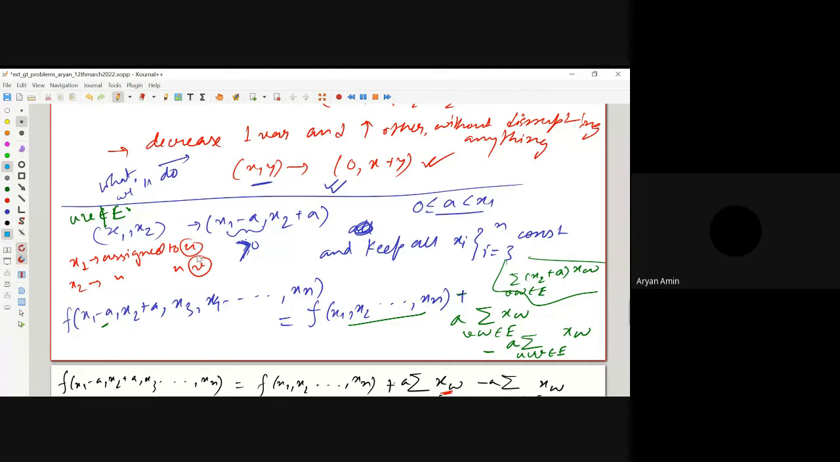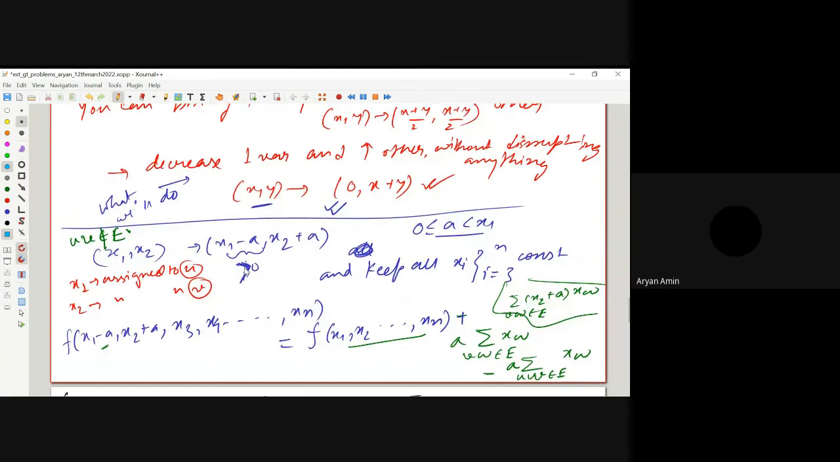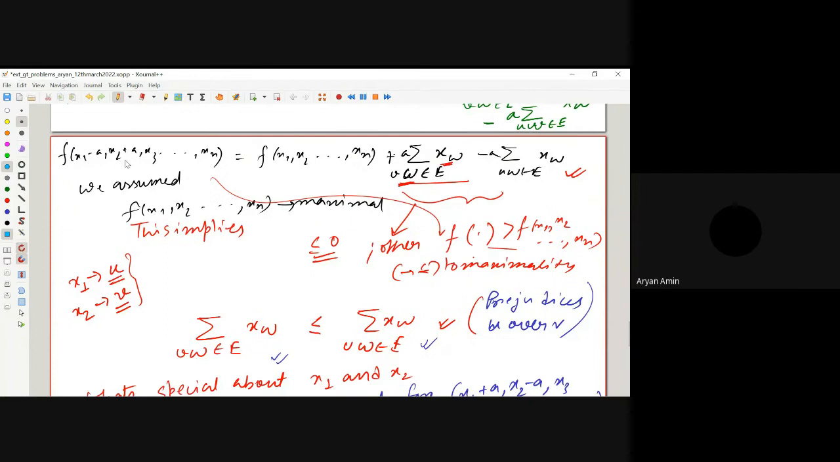And we assumed uv wasn't an edge. What we did was we tried to smooth: we decreased the value of x1 and increased the value of x2 so that the sum was the same. Then we calculated the value of f at x1 minus a, x2 plus a, and all the other n minus 2 variables remained the same. When we did this, we found that we had f of x1, x2 up till xn plus some other fringe terms. So now you are adding something to f of x1, x2 up till xn.